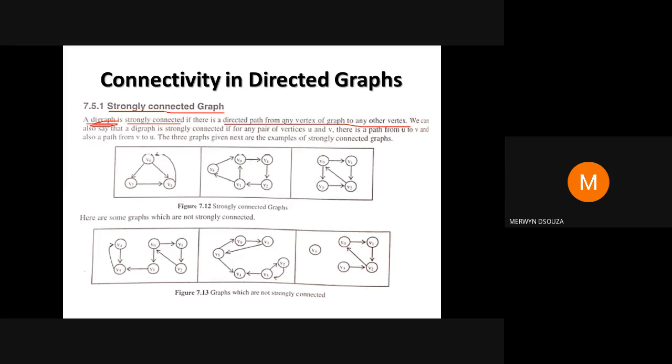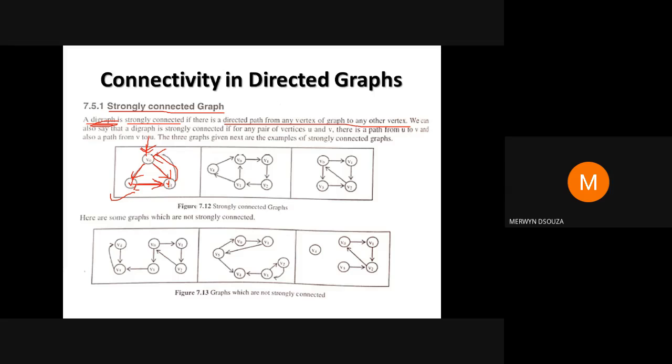From every vertex in that graph, you should be able to go to any other vertex from a given vertex. Just look at this example here. I start from here. Can I go to the other 2 vertices? Yes, I can go here from this path, and I can go to V1 by this path. Similarly, if I take this vertex, can I go to the other two vertices? Yes, I can go to the first vertex by this path. I can go to the second vertex by taking this path and then this.